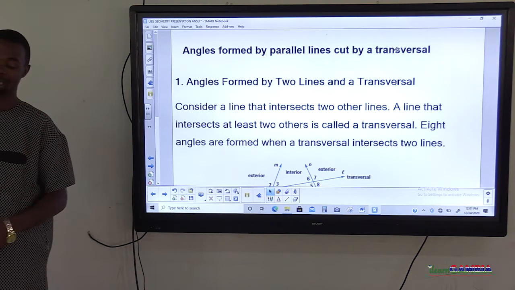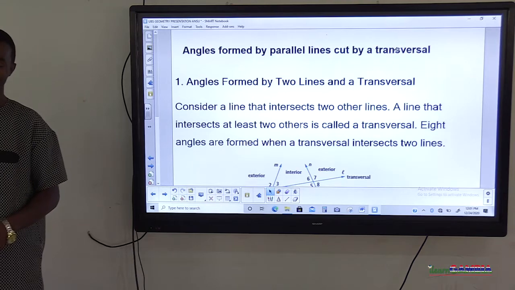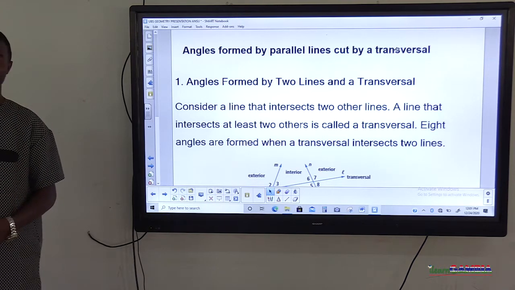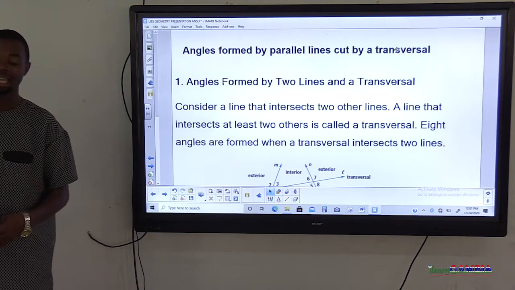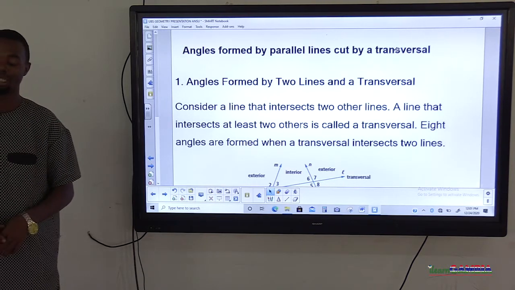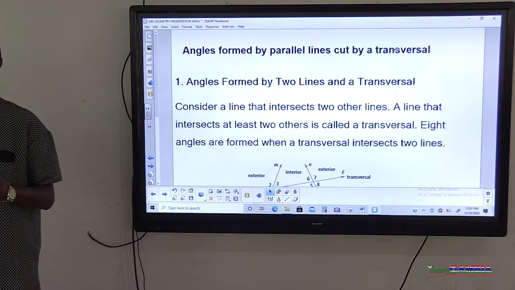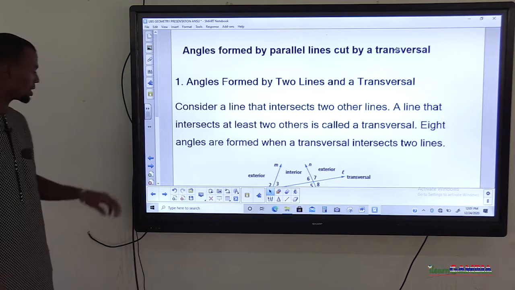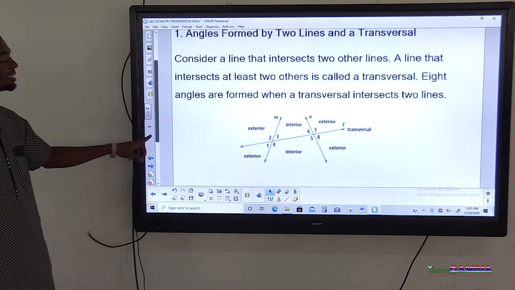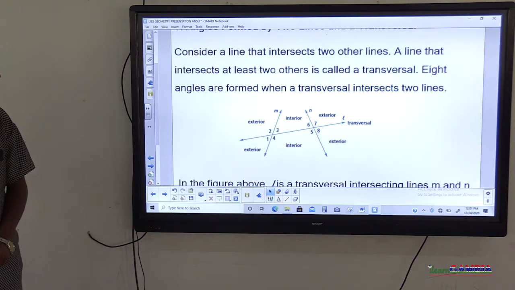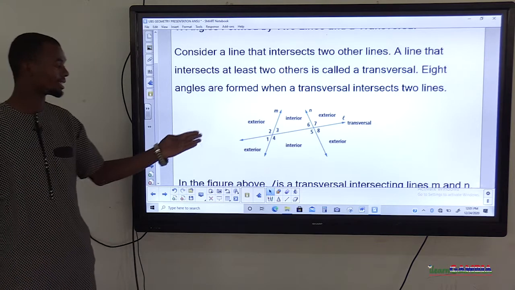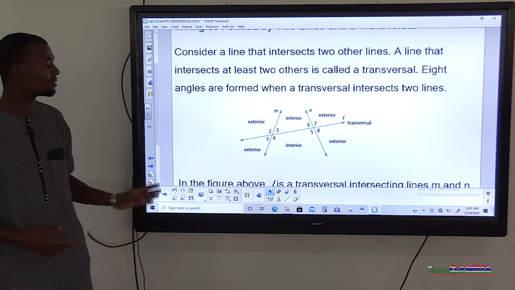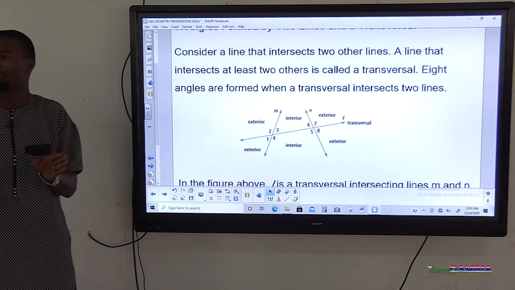A line that intersects at least two other lines is called a transversal. At least two, meaning two and above. That line is called a transversal. 8 angles are formed when a transversal intersects two lines. So these 8 angles that are formed is what we have here on the diagram. We have exterior angles, that is the angles outside. We have interior angles, the angles in between the lines.